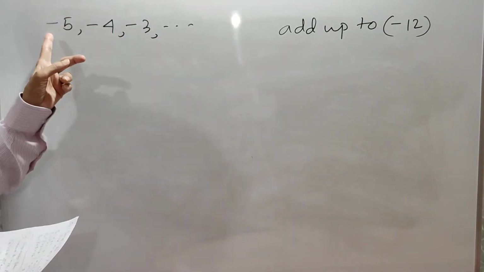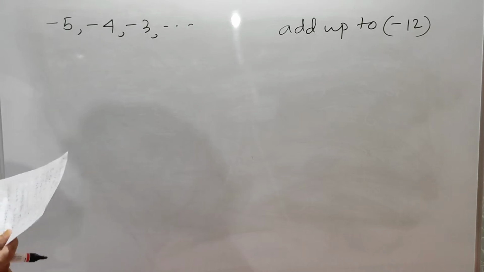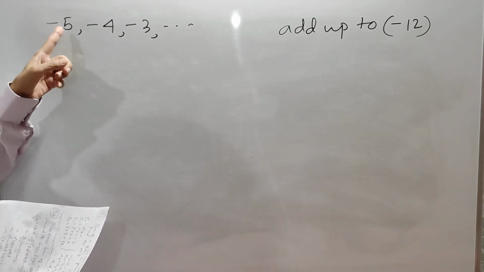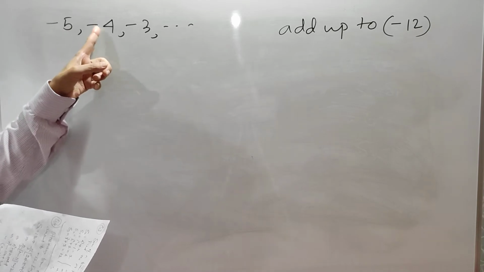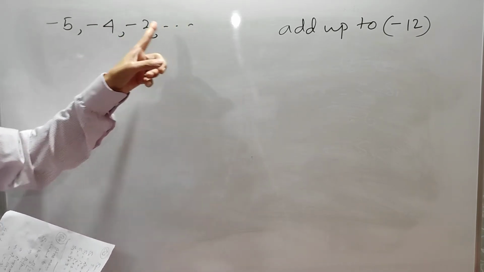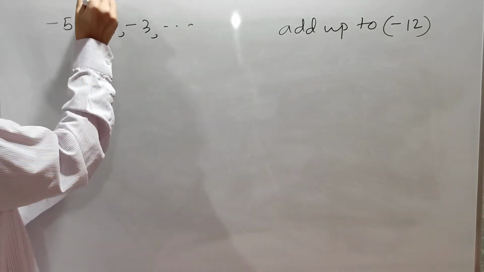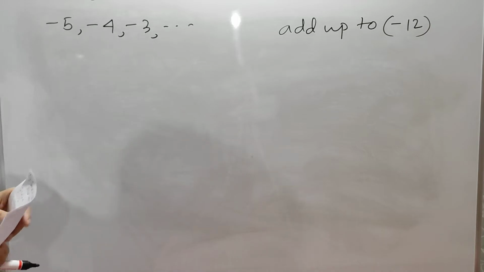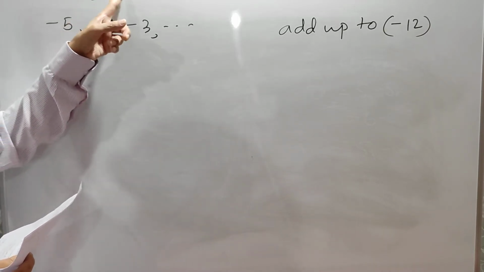This is an AP. Now, if you see, what is the common difference here? Plus 1. Minus 5 plus 1 is minus 4. Minus 4 plus 1 is minus 3. Minus 3 plus 1 will be minus 2. So here common difference is minus 1. And first term is obviously minus 5. First term is minus 5, common difference is minus 1.